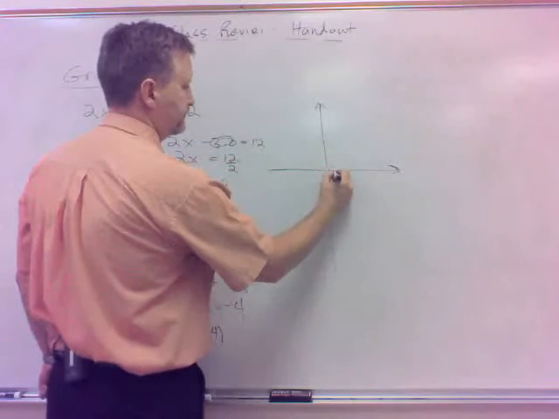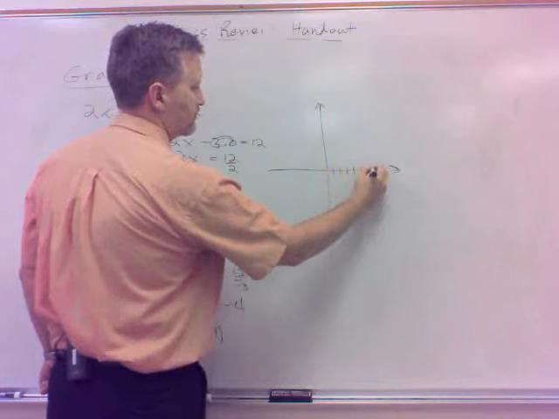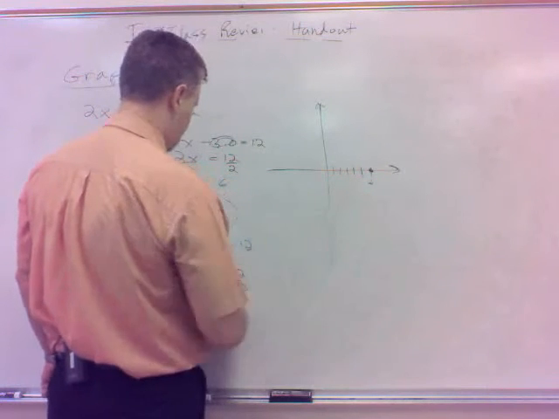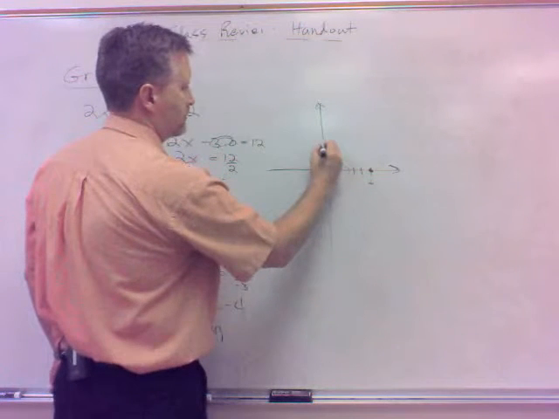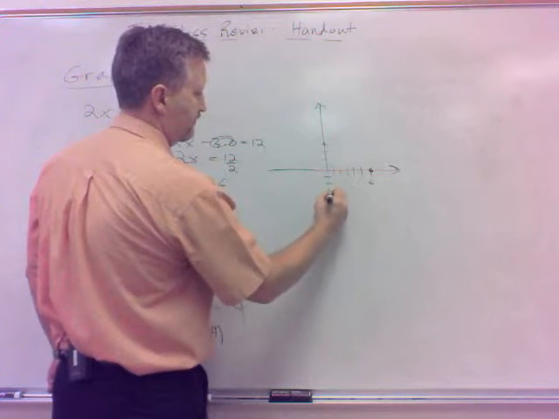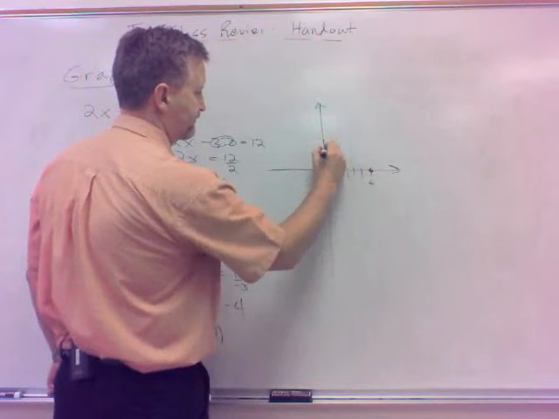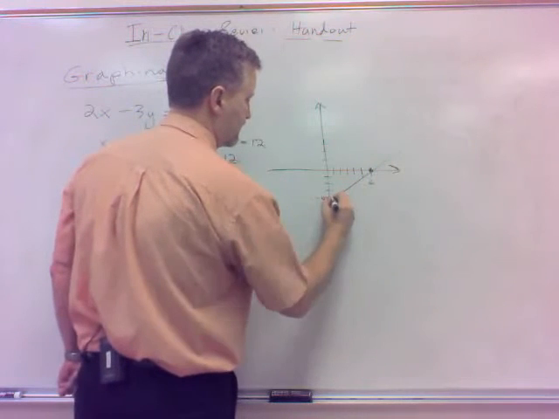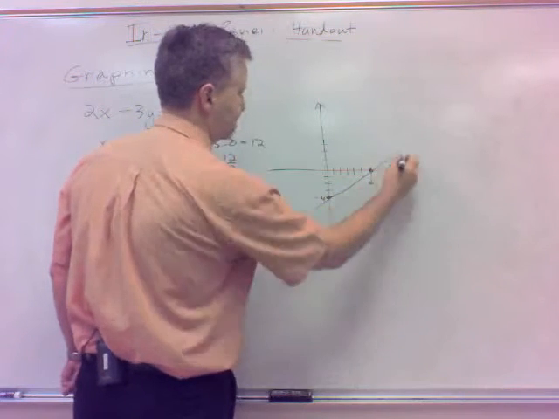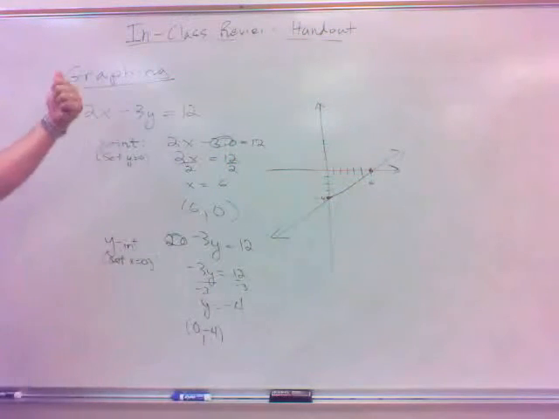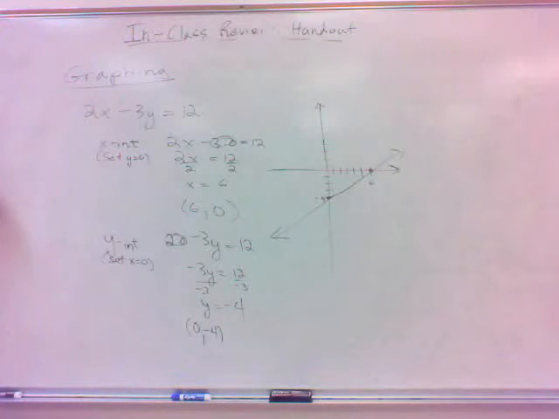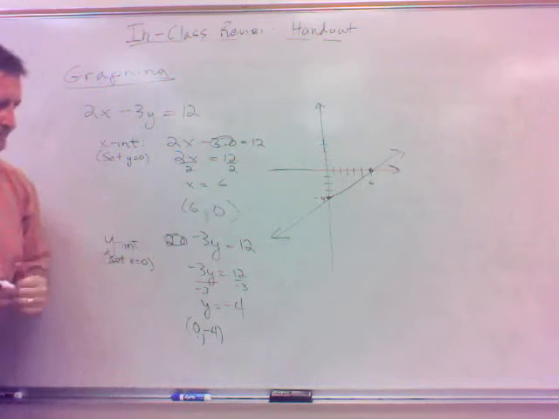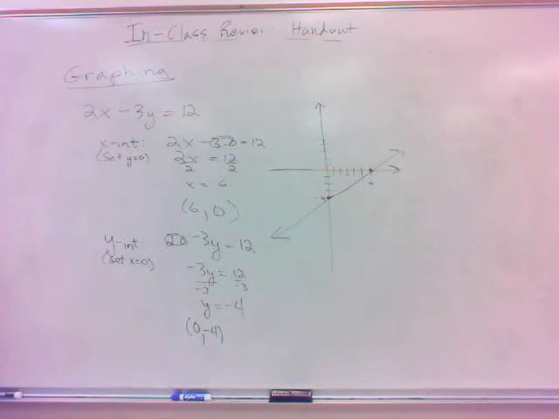6, 0. It's right there. 0, negative 4. Be right there, wouldn't it? About that. And it's a line. How do I know it's a line? Well, it's x to the first, y to the first, right? If you have a squared or square root in it, it's not going to be a line, but this one is a line. So we know 2 points is enough.